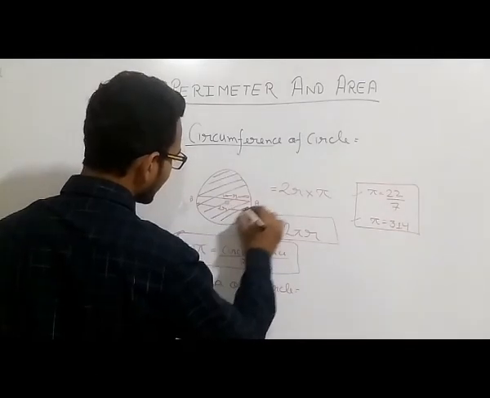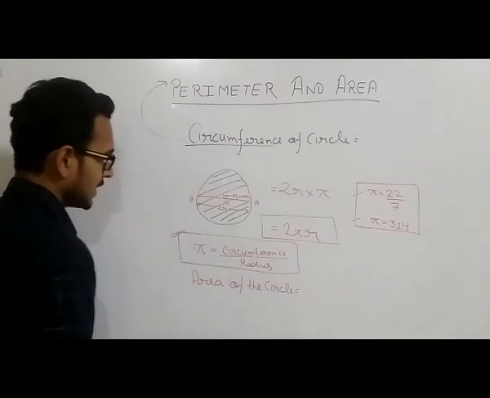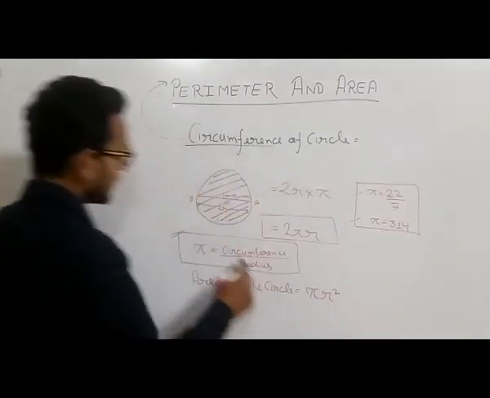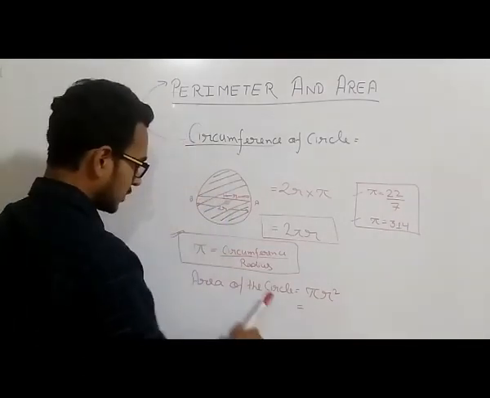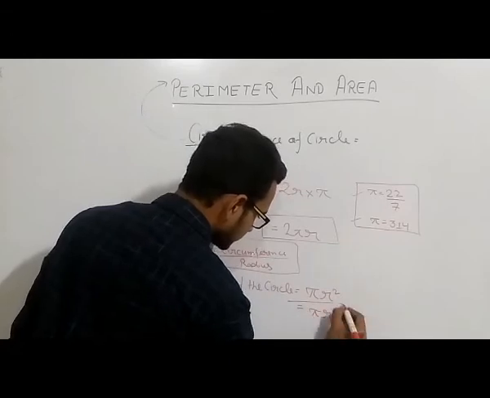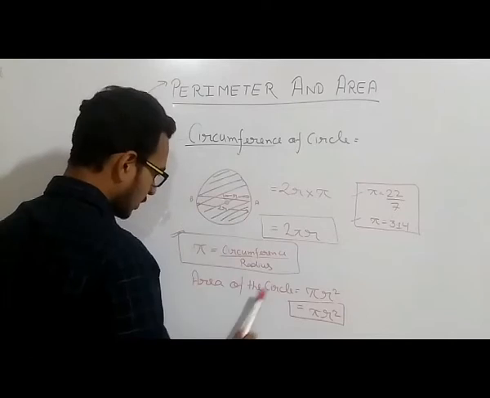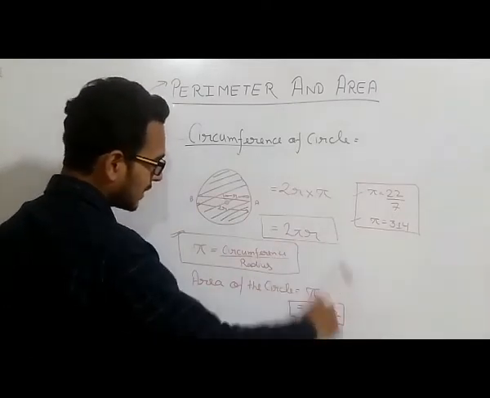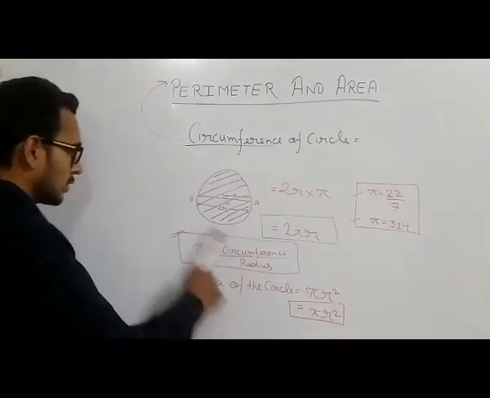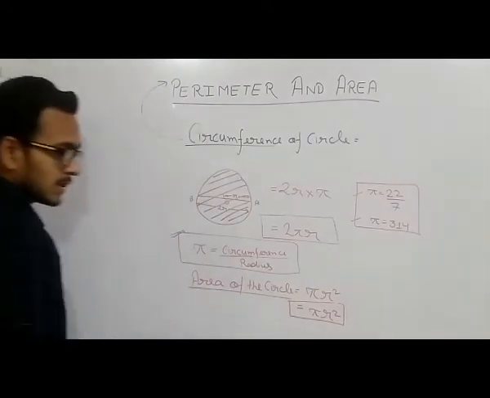So how do we find the shaded region? The area of the circle is pi r square. Here the area of the circle is the multiplication of the constant pi by the square of the radius of the circle. In this way we find out the area of the circle.